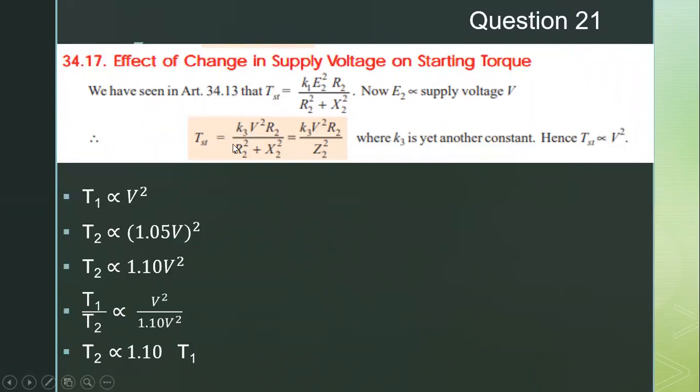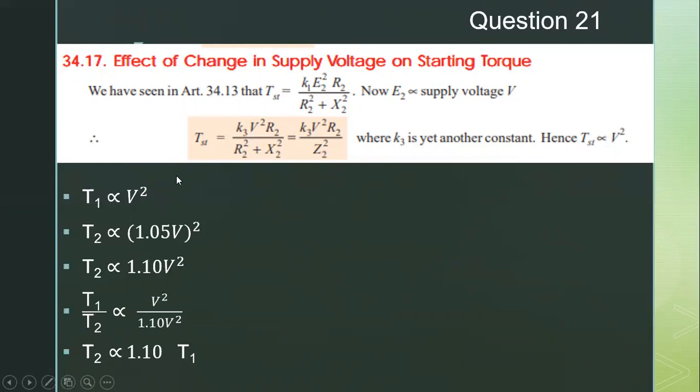So starting torque will be K3 V square R2 divided by R2 square plus X2 square. R2 square plus X2 square is Z2 square, so it will be K3 into V square into R2 divided by Z2 square. So T_ST will be directly proportional to the voltage square. When you are studying the three-phase induction motor, you will see this equation: the starting torque is directly proportional to the voltage square.